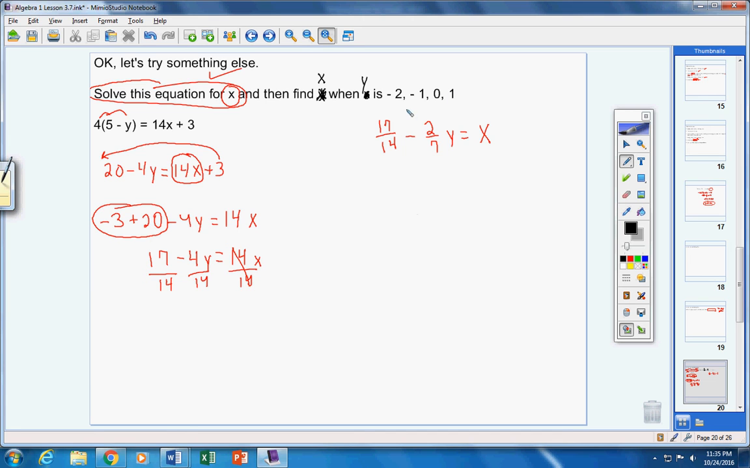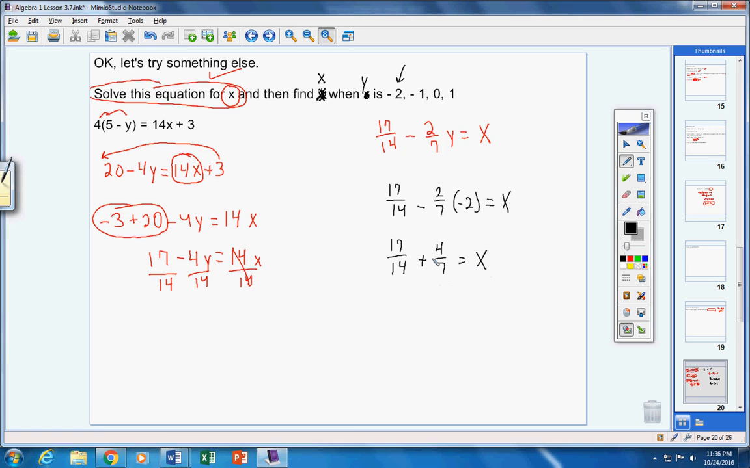So now we're going to put numbers in for y. For example, let's put negative 2 in for y, okay? 17 over 14, negative 2/7, parentheses negative 2 for y equals x. And let's solve this. Or simplify it. Negative times a negative is positive. 2 sevenths times 2 is 4 sevenths.